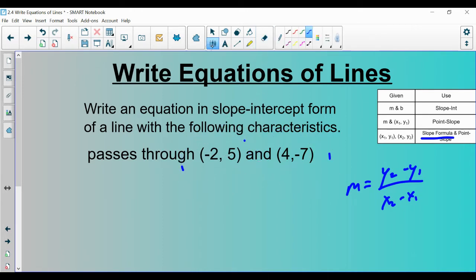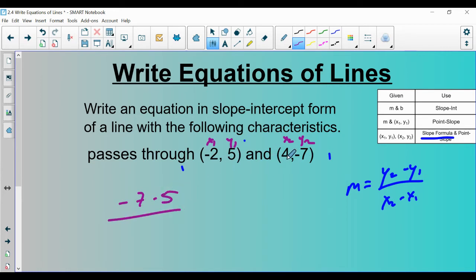So what it ends up looking like would be y2, that would be this one, right? Because this is x2, y2. x1, y1. So y2 minus y1, negative 7 minus 5, divided by 4 minus, careful here with your negatives, x2 minus x1, x2, 4, minus a negative 2.